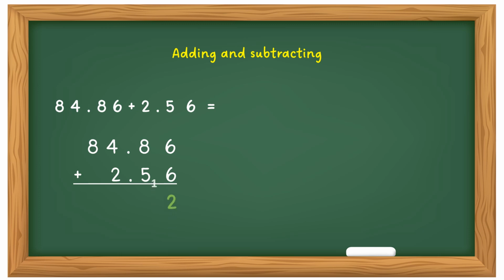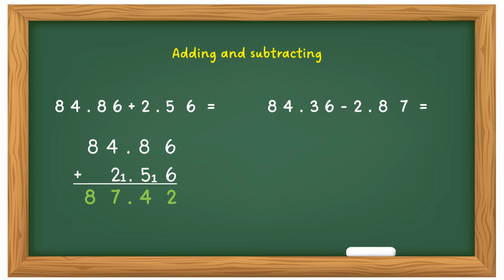So 6 plus 6 is 12, carry 1 over. That 5 becomes a 6. 6 plus 8 is 14, carry the 1 over. The 2 becomes a 3. 3 plus 4, don't forget your decimal point. 3 plus 4 is 7, and then 8. So the answer is 87.42.